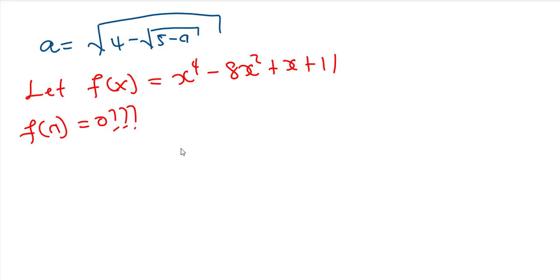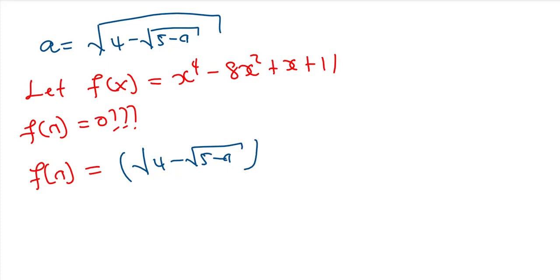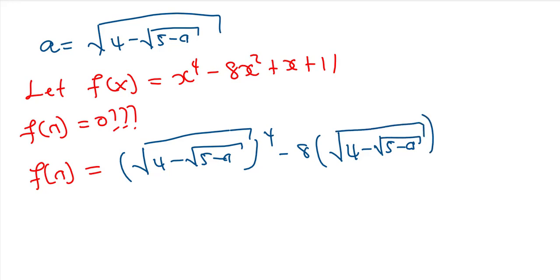Now replacing the value of a, f of a will simply be equal to, wherever we see x, we replace by a, and my a is the square root of 4 minus the square root of 5 minus a, all of that raised to the power 4, minus 8 into the square root of 4 minus the square root of 5 minus a, all of this squared. My x is a, so plus a plus 11.